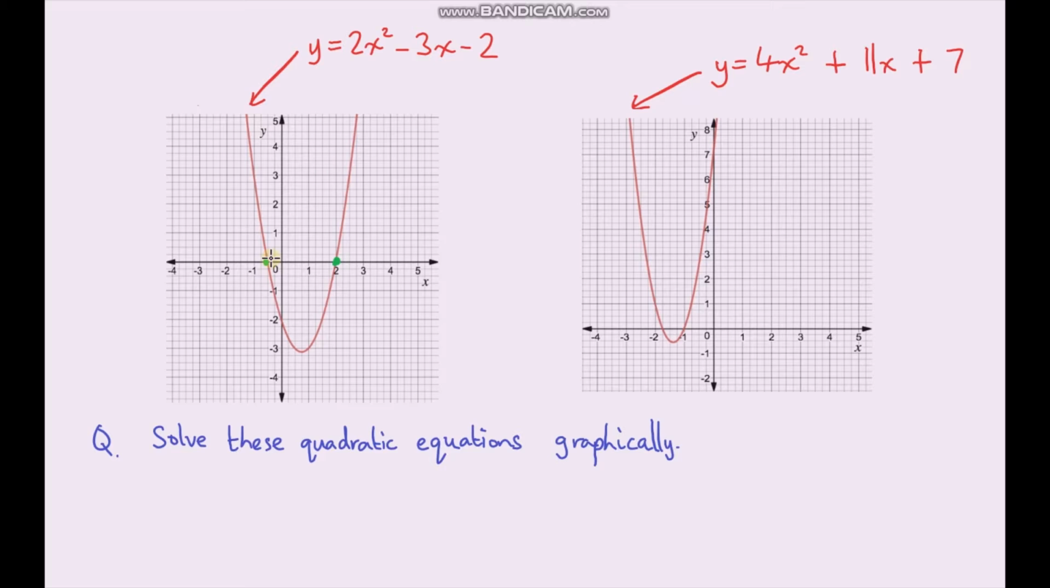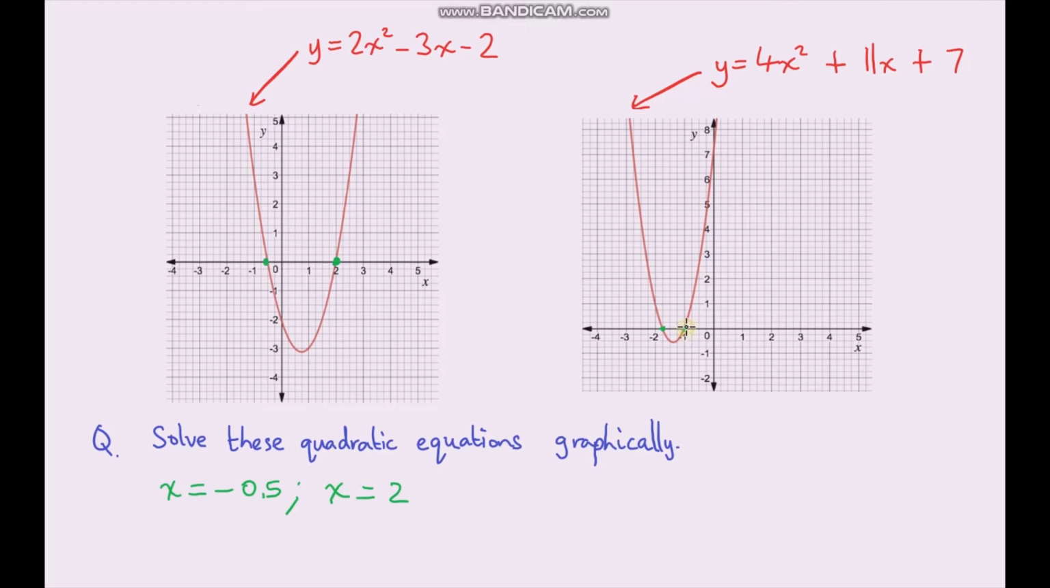Well, the x value is halfway between 0 and negative 1. So the first solution is x equals negative 0.5. And the second solution, it is on 2. So x equals 2.